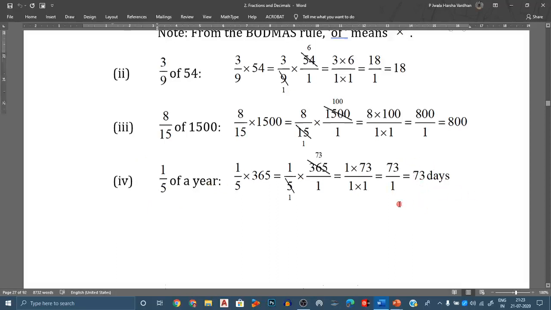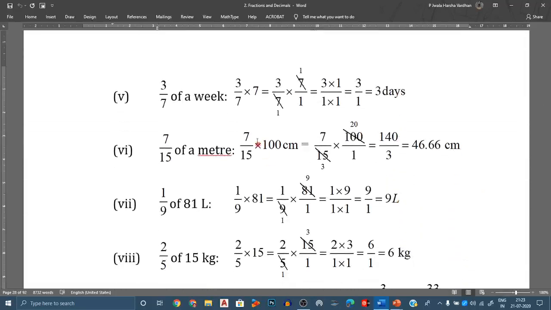Okay, next, 3/7 of a week. Week means you know that 7 days. So you can substitute in place of week as 7. So 3/7 of 7 means you can cancel 7 and 7 here. 3 into 1 by 3, which is 3 days. 3/7 of a week means 3 days. Out of 7 days, 3 days. That itself gives the answer. Out of 7 days, 3 days. So that is the answer.